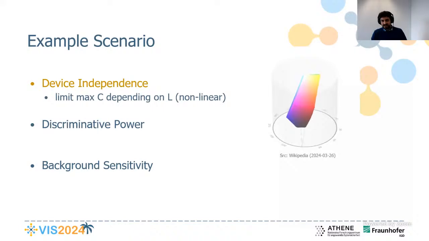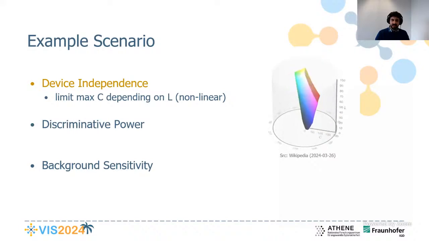But for most devices, the gamut has a very irregular shape. So our maximum chroma that we can use, meaning the circle with the largest radius that fits into the gamut, is dependent on the luminance for the given hierarchy level. And because of the irregularity of this shape, this dependency is highly nonlinear.